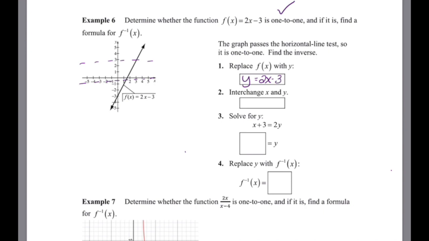We'll interchange our x and our y values. X is equal to 2y minus 3. And then solve for y. I'll add 3 to both sides. And then divide by 2. So x plus 3 divided by 2 is our y value. Now substituting y back with our inverse, since now we found the inverse. So f inverse is x plus 3 over 2.